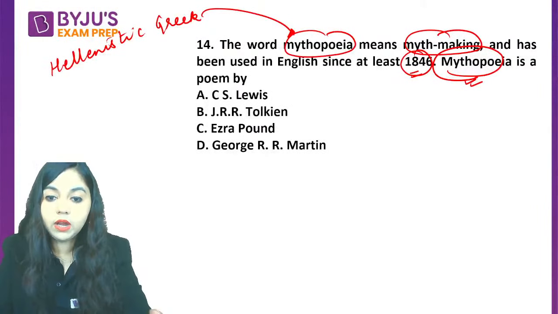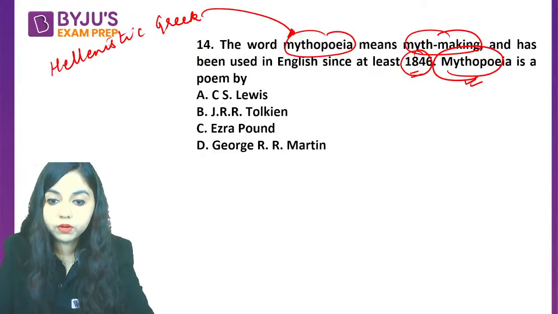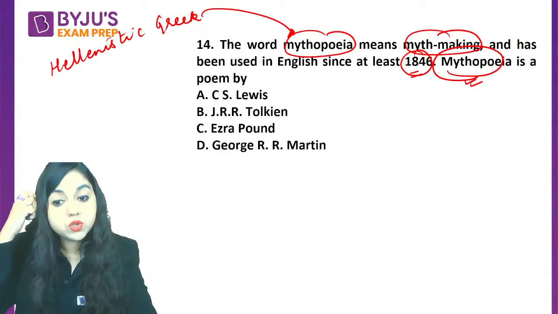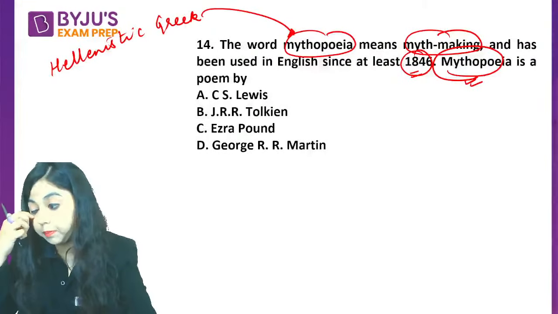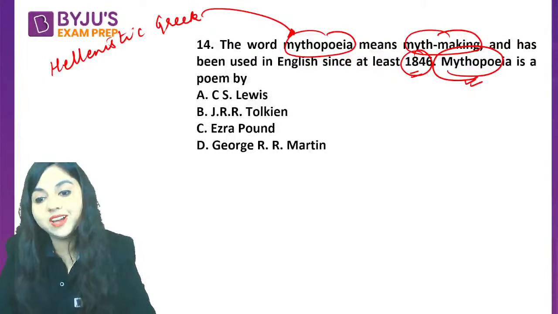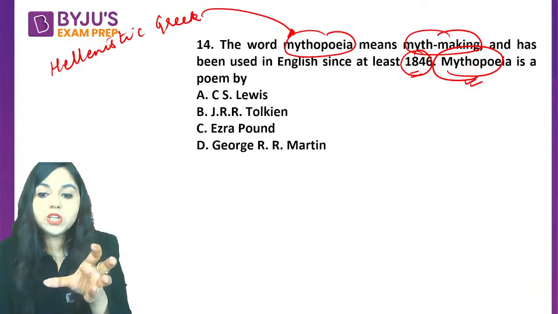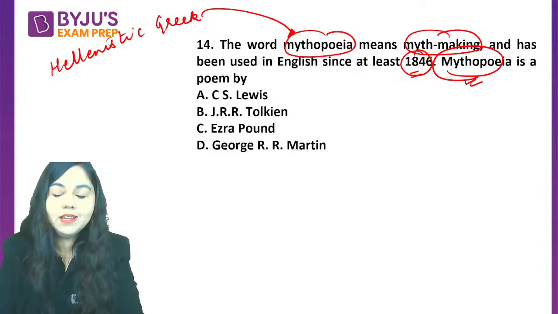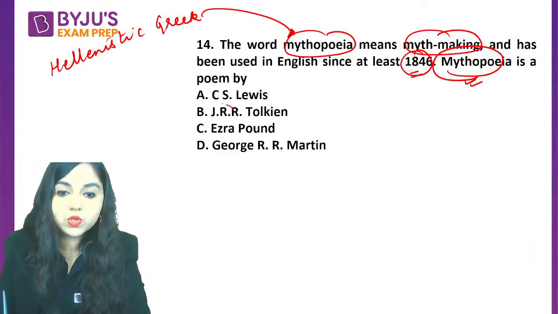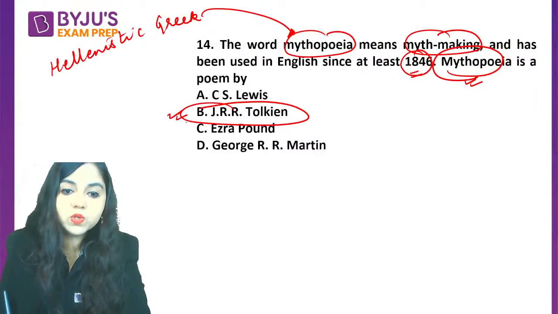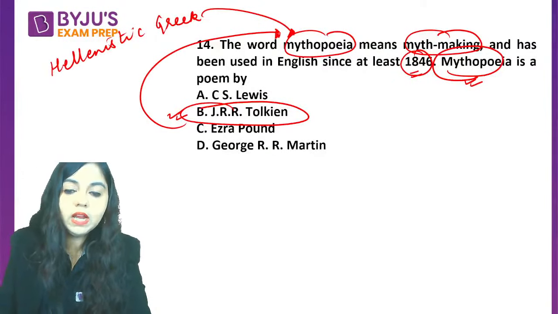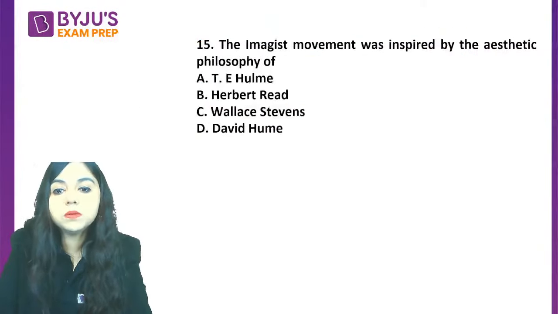And what is mythopoeia? It's the creating of myth altogether, making myths. It was also adapted by Tolkien. Absolutely right. J.R.R. Tolkien used it as a title for his poem, which he published in Tree and Leaf in 1931. J.R.R. Tolkien was actually using mythopoeia. It means myth making basically.